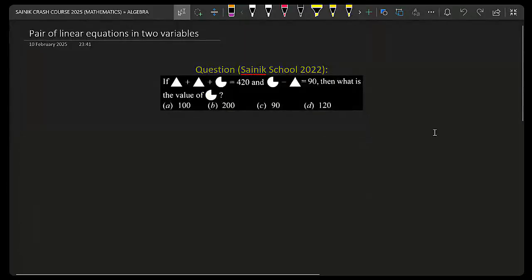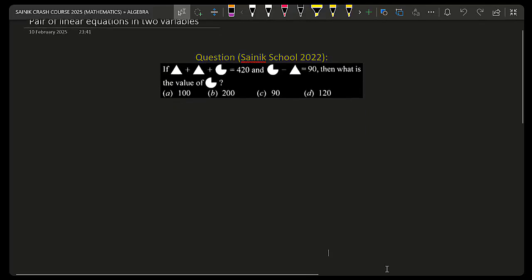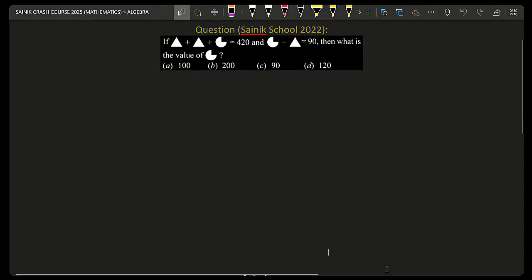So one question came in 2022 on pair of linear equations in two variables. So all of you try this question. If triangle symbol plus 3/4 symbol is equal to 420 and 3/4 minus triangle is equal to 90, then what is the value of 3/4? Try this question, and if anybody wants to add, then let me know.